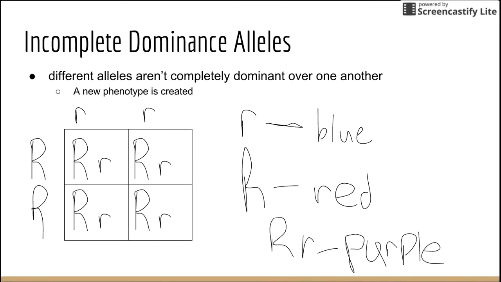A new phenotype is created. An example of this is a blue and a red flower. The colors mix to make purple, as shown in the picture. Little r is for blue and big R is for red, and when they mix, they create purple.